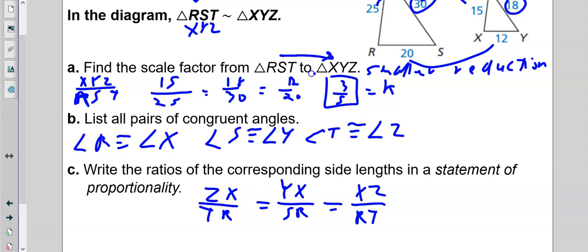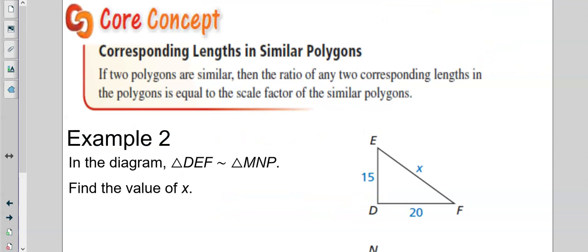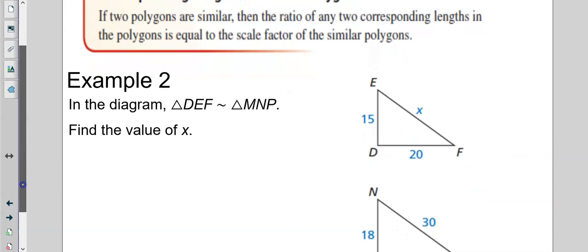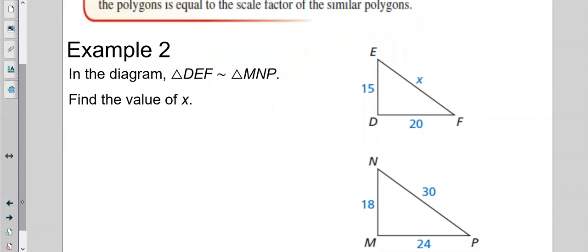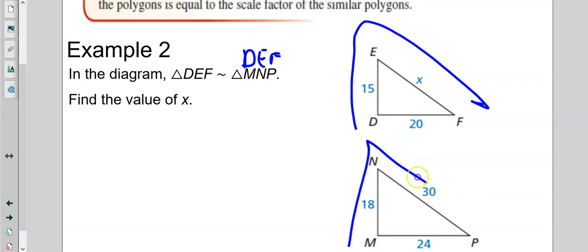And that's basically the letter version of what we have up here. All right. If two polygons are similar, then the ratio of any two corresponding lengths is equal to the scale factor. So in the diagram here, DEF is similar to MNP. First, I want to make sure that I have it lined up so the order is the same. DEF is going this way, MNP is going that way, so they line up.